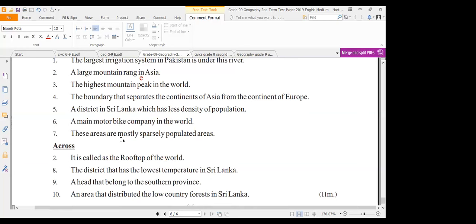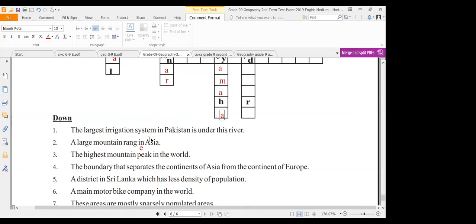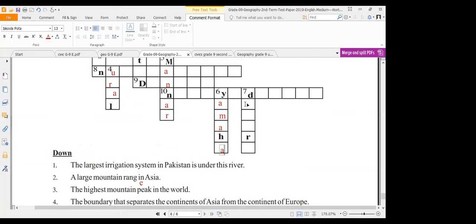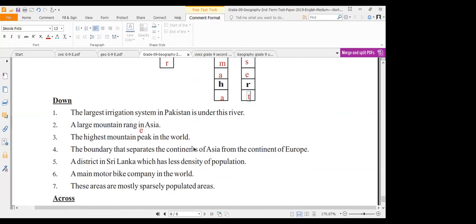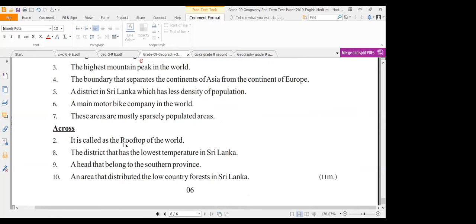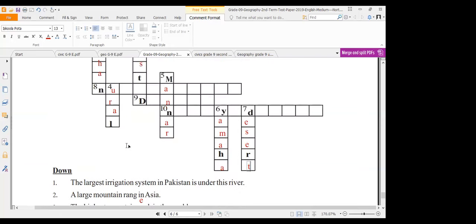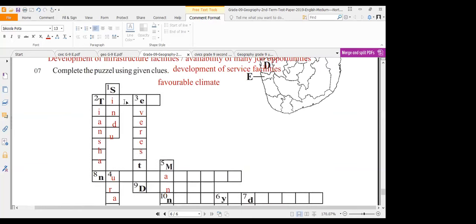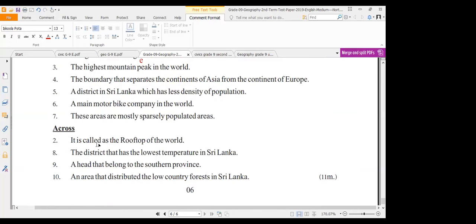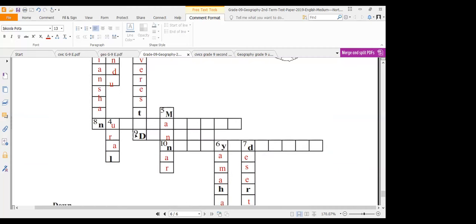These areas are mostly sparsely populated areas. Desert, yes. It is called the roof top of the world. Tibet. The district that has the lowest temperature in Sri Lanka. Number 8. Nuwara Eliya. Yes.